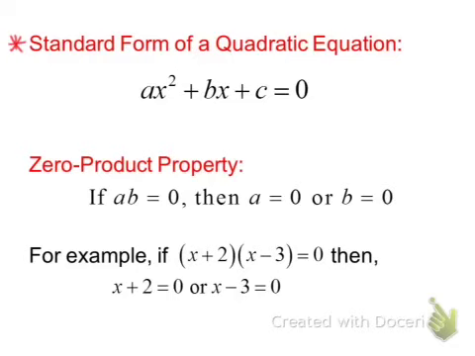In this form, we want to have our normal ax squared plus bx plus c, but you'll notice that it has to be equal to 0. We're going to use that in combination with the zero product property. The zero product property simply states something that you're probably very familiar with. It just says that if I multiply two or more things together, then one of those factors has to be a 0. Otherwise, I wouldn't get 0.